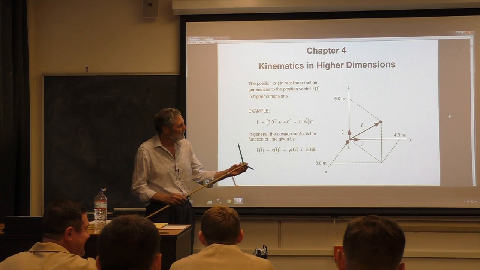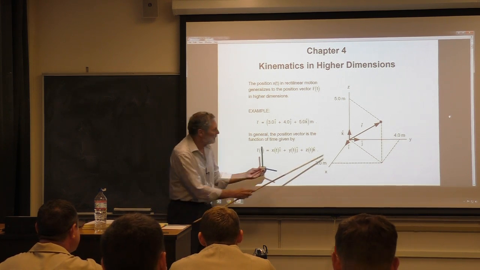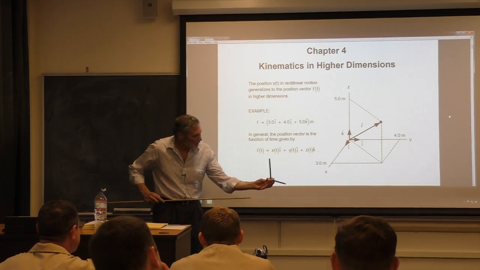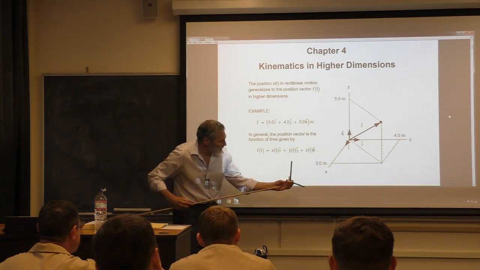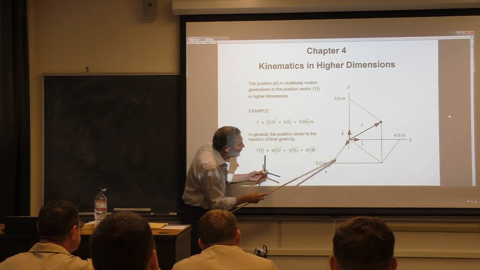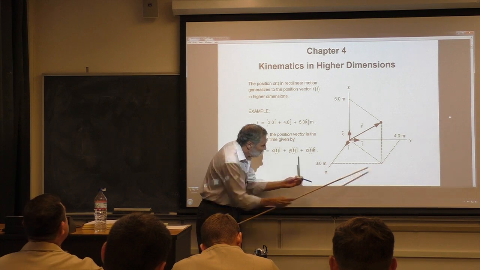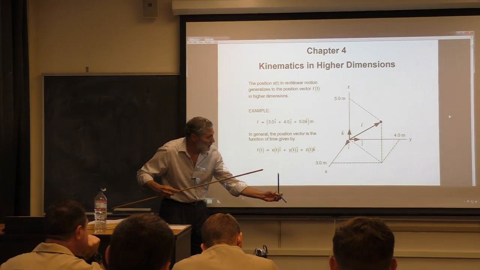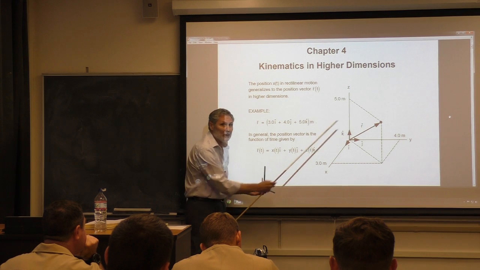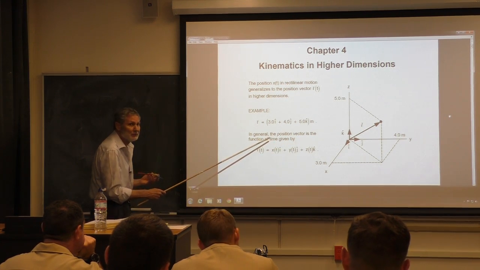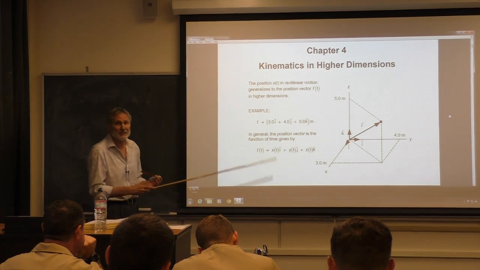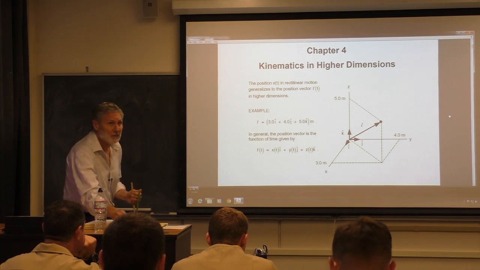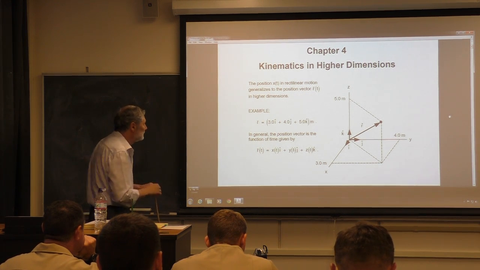So x, y, and z, we move along here 3 meters. And then to that, you can see that we need, in the y direction, to go 4 meters along here. Okay, and then we've got to go up 5 meters when we get to our point. So we would describe this point at this moment of time by this 3 position vector.